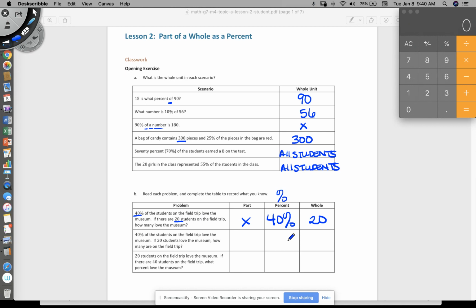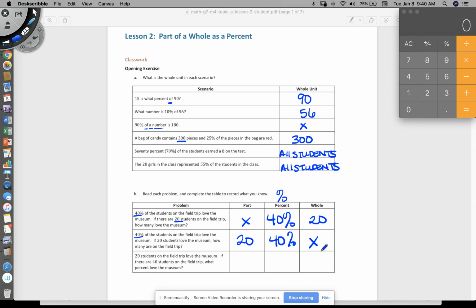40% of the students on the field trip love the museum. If 20 students love the museum, how many were on the field trip? Okay, so again, the easiest one to decode here is the percentage. So we're going to go ahead and write 40%. If 20 students, well, there's your part of the students who love the museum. How many actually went on the trip? That's our unknown. Our unknown is the whole on this one.